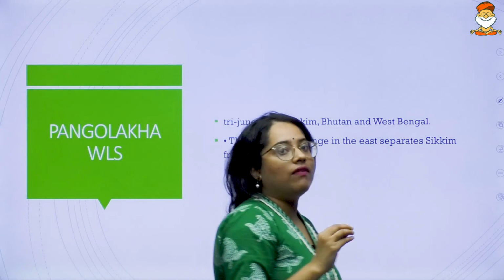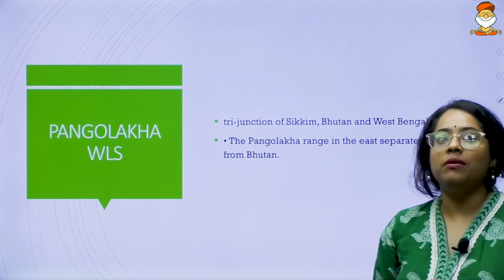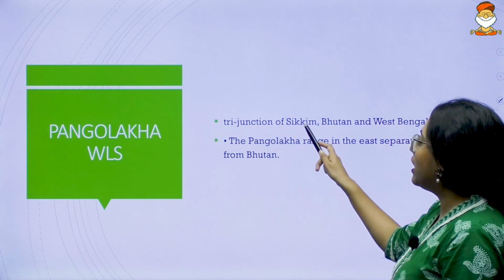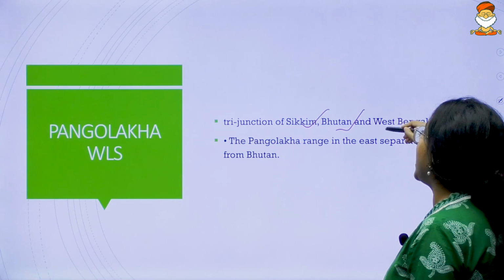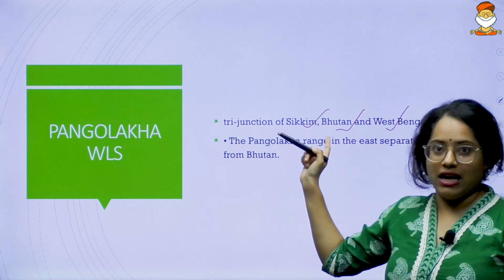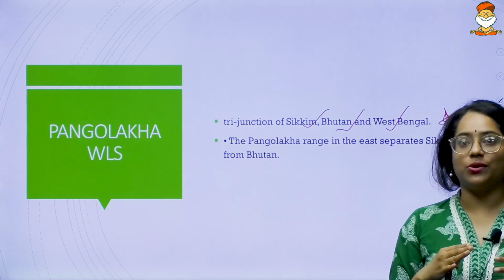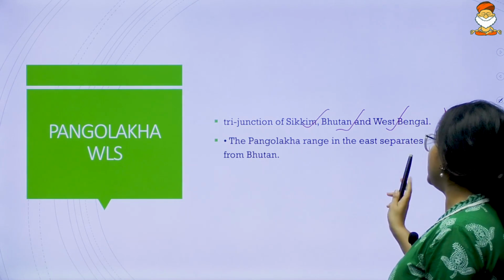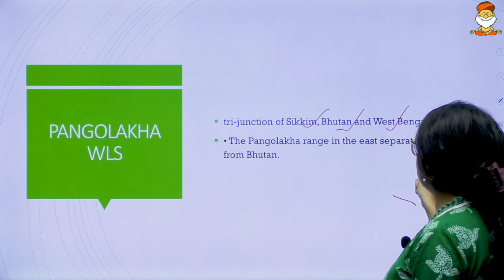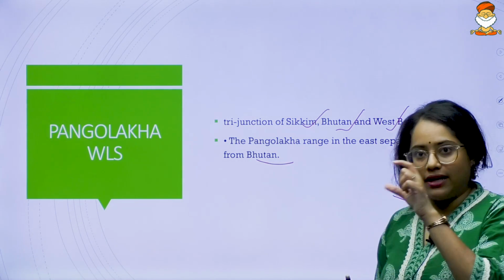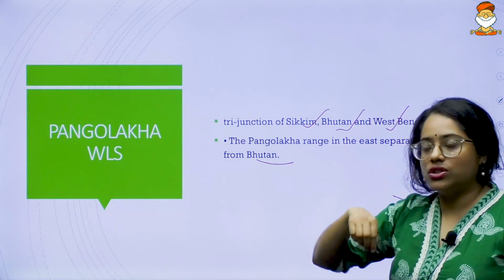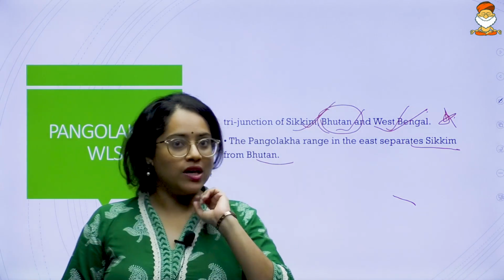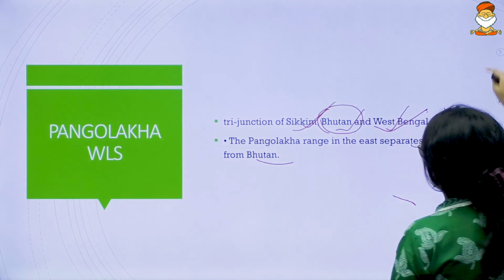So Pangolakha Wildlife Sanctuary is important because it was in the news. Beyond that, it is occurring at the tri-junction of Sikkim, Bhutan and West Bengal, and this is important, because tri-junction related questions have come in the past, so remember this. It is somewhere in the eastern area. It separates Sikkim from Bhutan, but when you look at it on the map, you will see that it occurs at the tri-junction of Sikkim and West Bengal from the Indian side, and then you have Bhutan also. So, Pangolakha Wildlife Sanctuary.